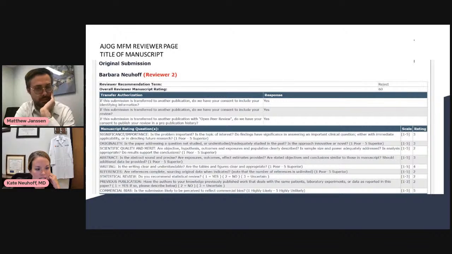And then they go through these rating questions. And I find that these are very easy to answer if you've put the time in ahead of time and have done that multi-read review that Matt and I just talked about. So it's pretty easy to go through and just be like, was this original? Does this have merit? How's the abstract? And just go down the line.